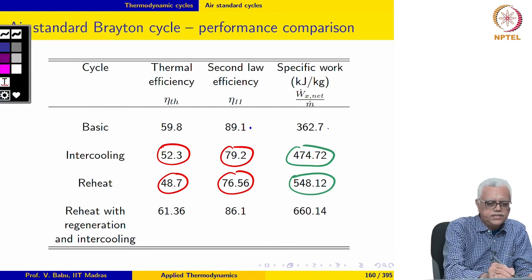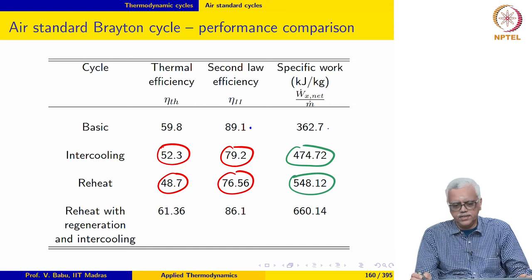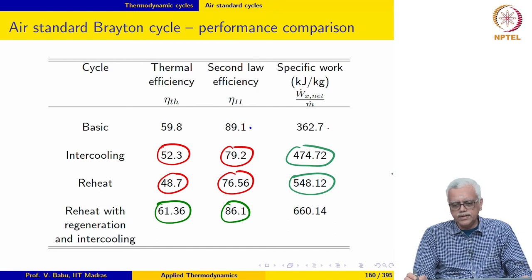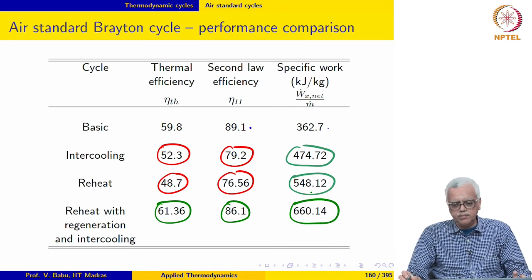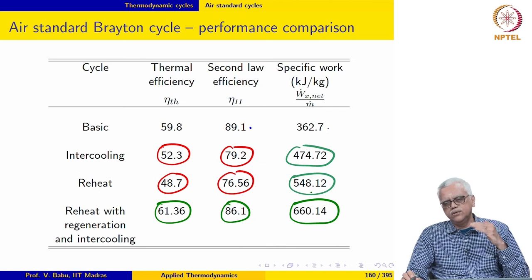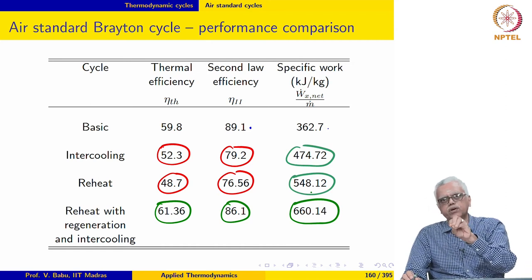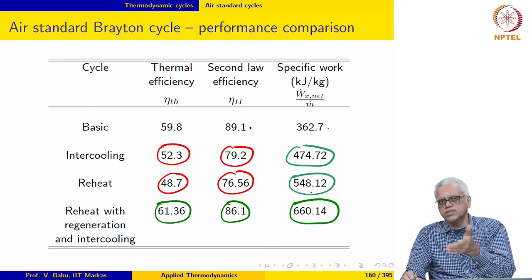Now, with the addition of regeneration to this cycle with two-stage compression with intercooling as well as reheat, the first law efficiency is higher now, even higher than the basic cycle. Second law efficiency is also quite high, very close to what we had for the basic cycle, and the specific power is the highest. So, all three performance parameters of the cycle show extremely good values when we employ regeneration. So, that is the key. So, reheat and two-stage compression or multi-stage compression, they affect the specific power output in a positive sense. Both of them increase the specific power output, but at the cost of efficiency, both first law and second law.